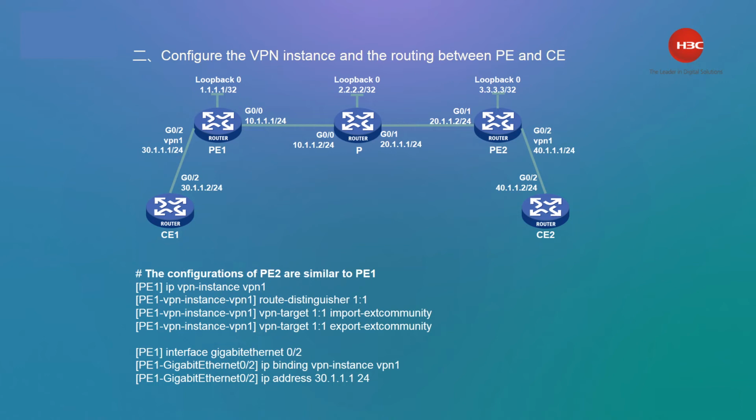Bind the interface to CE to the VPN instance. After the interface is bound to the VPN instance, the configuration, such as the IP address on the interface, will be cleared. So it is recommended to bind the VPN instance before configuring the IP address.